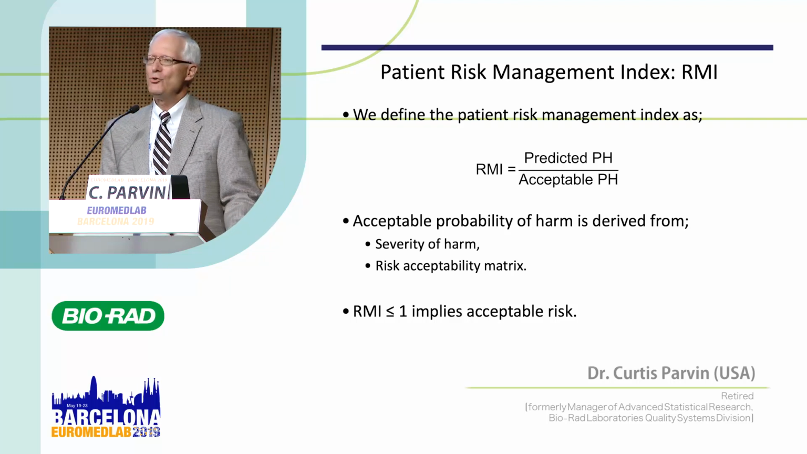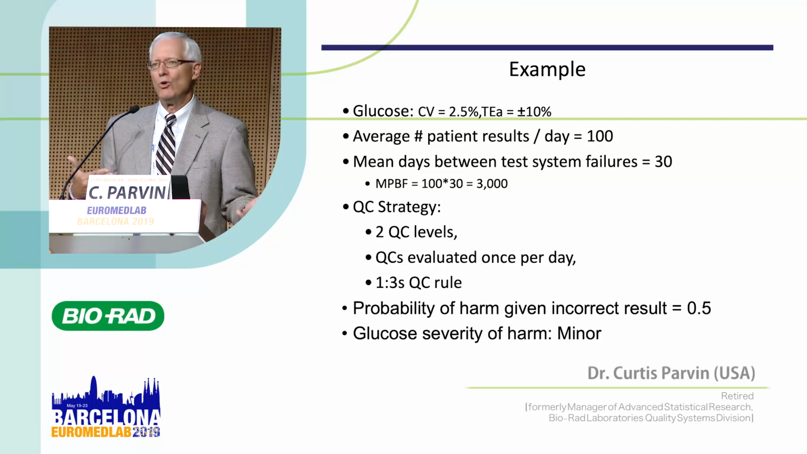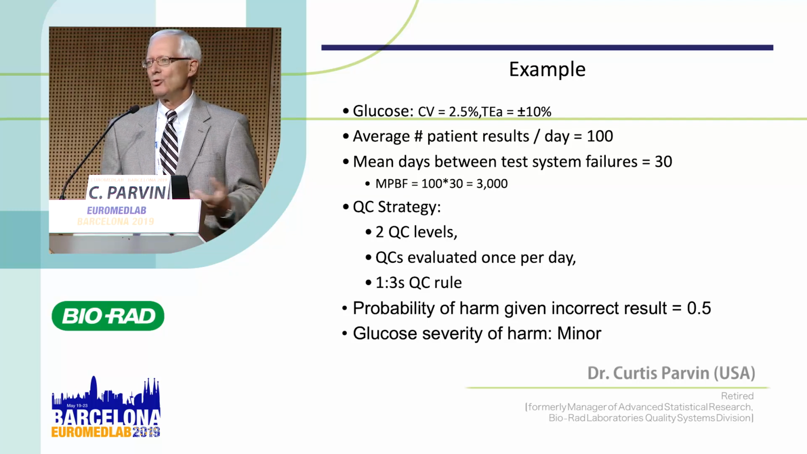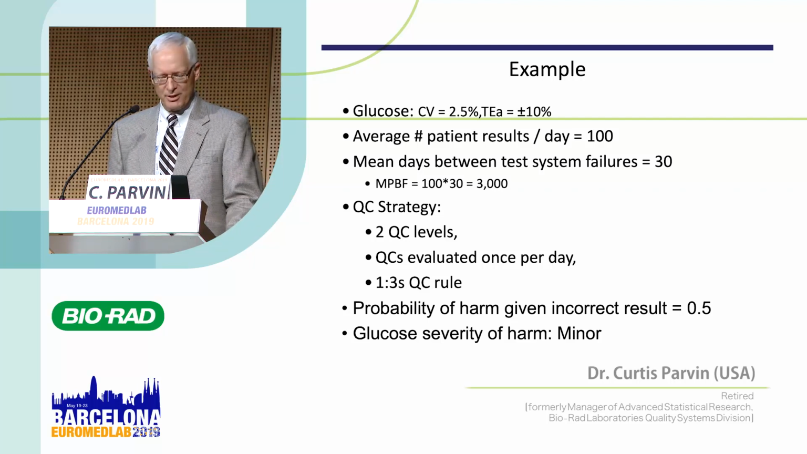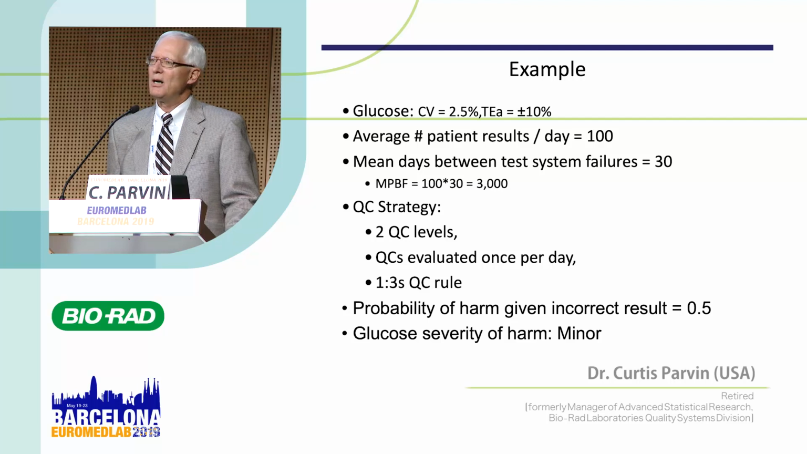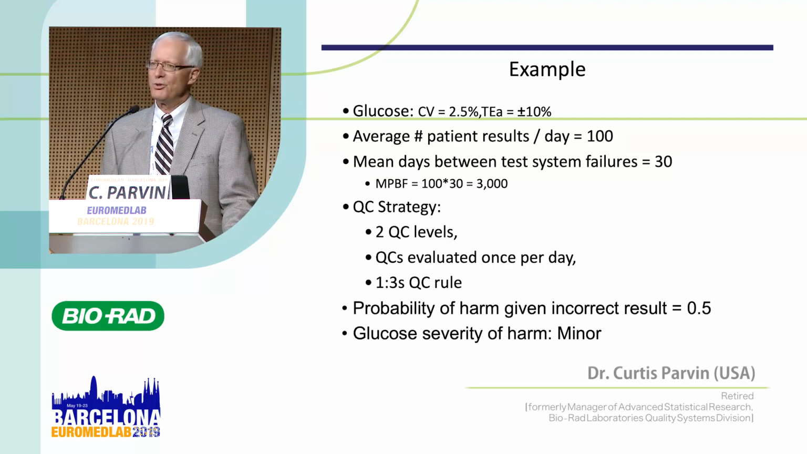So I'm going to use this and go through one example of how we might consider using this to relate a quality control strategy to a predicted probability of harm or patient risk. So I'm going to use the same example that I gave before for a glucose measurement procedure with a CV of 2.5%, the allowable total error being 10%.